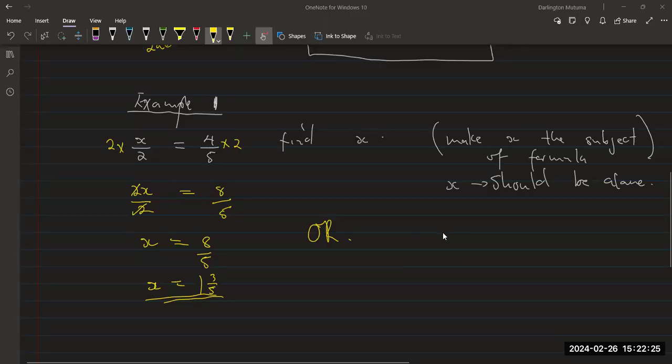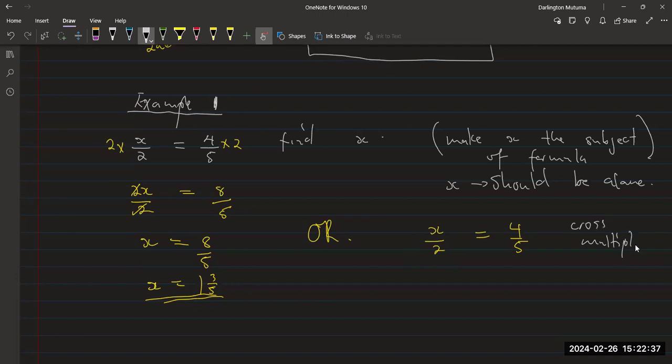Or x over 2 is equal to 4 over 5, you can just cross multiply. You cross multiply, so that will be x times 5, that's 5x, is equal to 2 times 4, that's going to be 8. Since x is multiplied by 5, you do the reverse by dividing both sides by 5. So x is equal to 1 and 3 over 5.